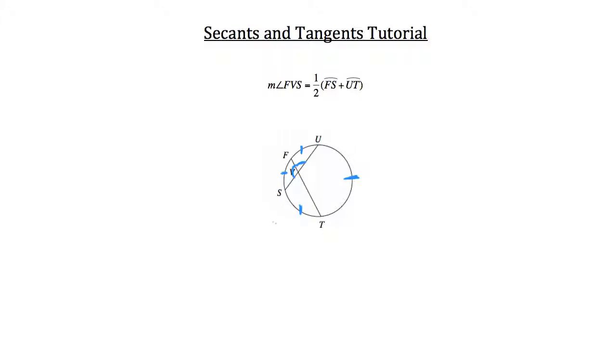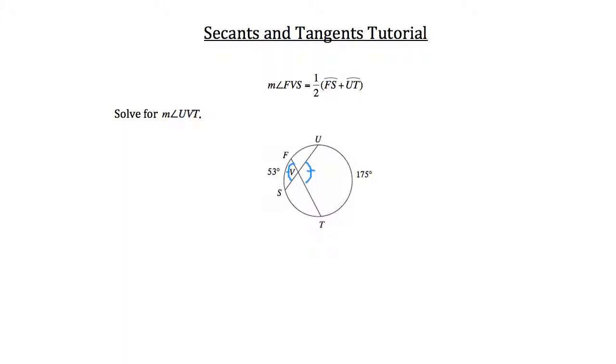So let's go ahead and do a practice problem around that. What I've provided is that arc FS has a measure of 53 degrees, and arc UT has a measure of 175 degrees. And what I'd like you to do is to solve for measure angle UVT. Now remember, this formula helps us solve for angle FVS, which is right here. But FVS and UVT are congruent because of vertical angles. So we can solve for angle UVT.